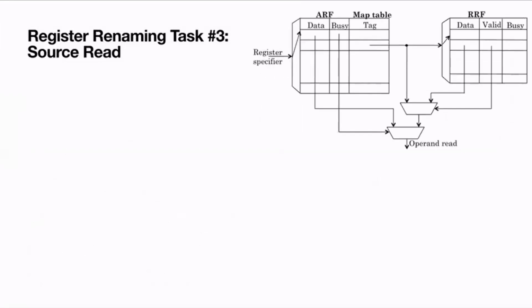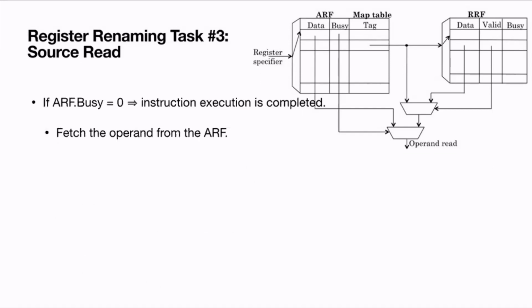Okay, so you can see these muxes and so on. The select lines will say whether the value is coming from the data field of the ARF, or the data field of the RRF, or the tag from the RRF. That is specified by these two muxes. If the busy bit in the ARF is 0, then effectively that instruction already completed its execution and the value is directly available in the ARF, and you can fetch the value directly from the ARF itself.